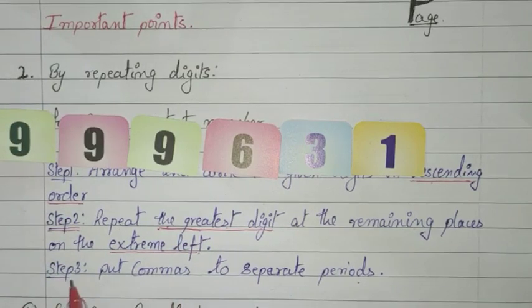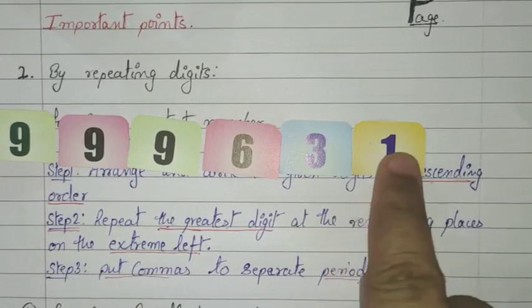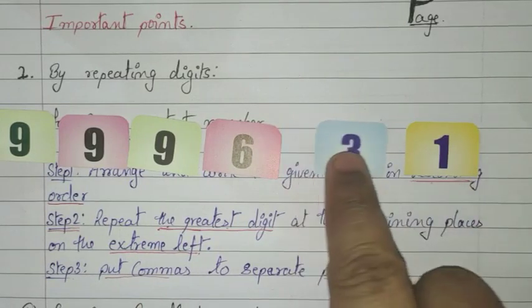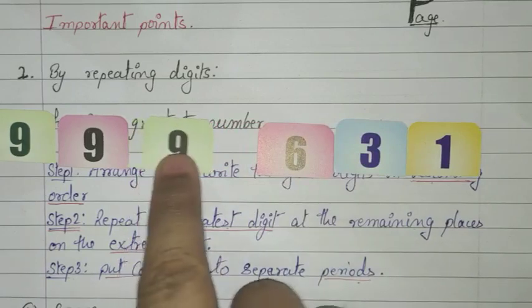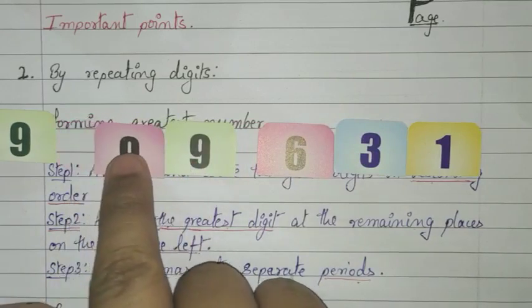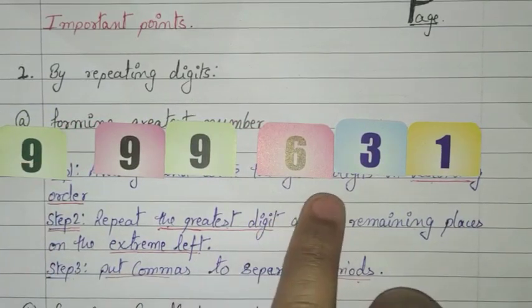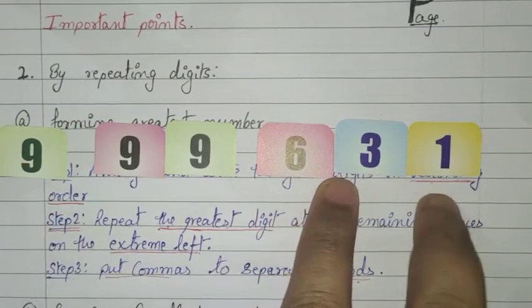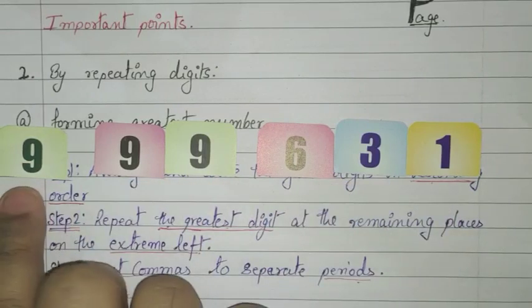Now step 3 is put commas to separate periods. Similarly, we have the periods. We have the ones period with ones, tens, and 100. Then we have the thousands period, 1000 and 10,000. Then we have the lakhs period. So there are 3 periods in 6 digits. This is the ones period, this is the thousands period, and this is the lakhs period.